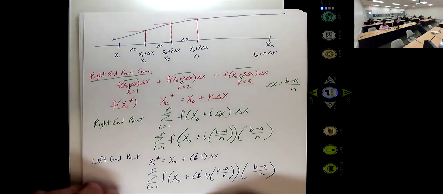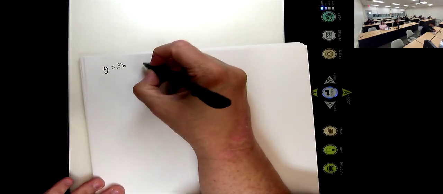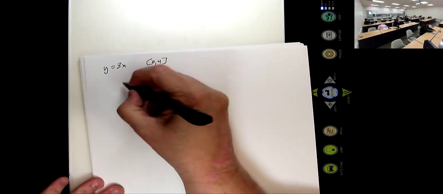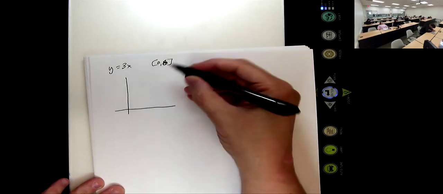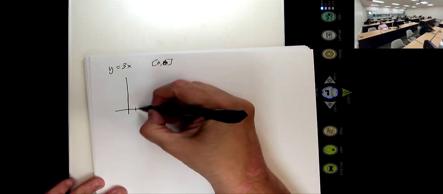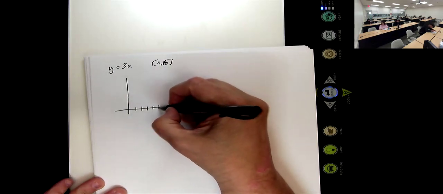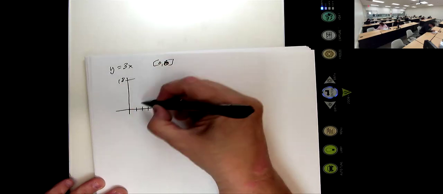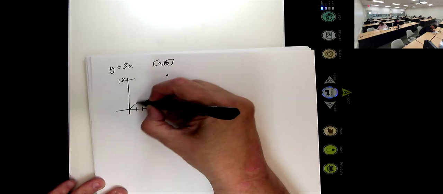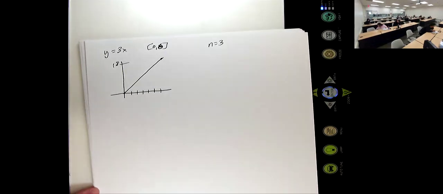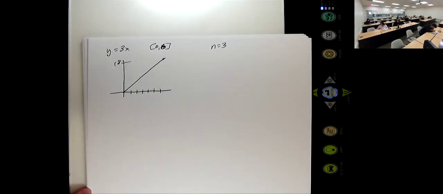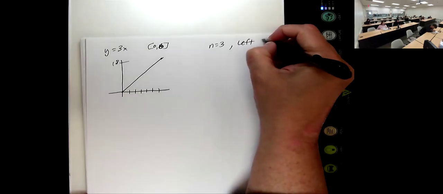Ready for a quick example? Let's take a look at y equals 3x from 0 to 6. It should go up to 18. And let's do n equals 3. And we'll use the formula with the left endpoint.